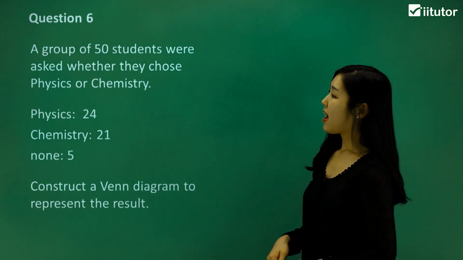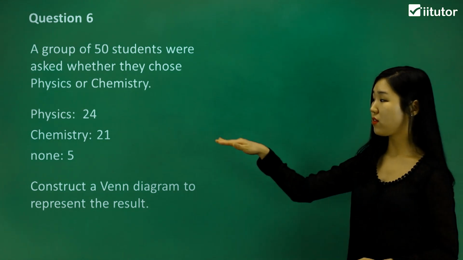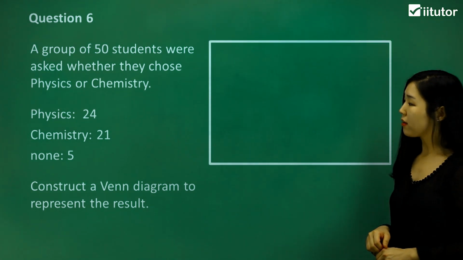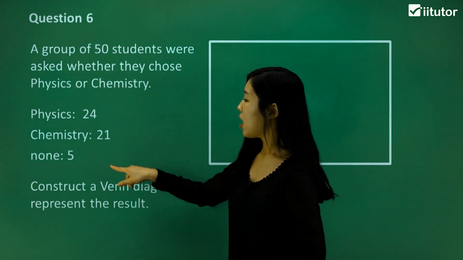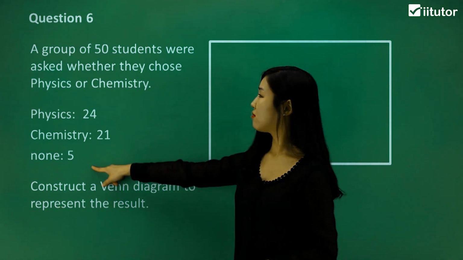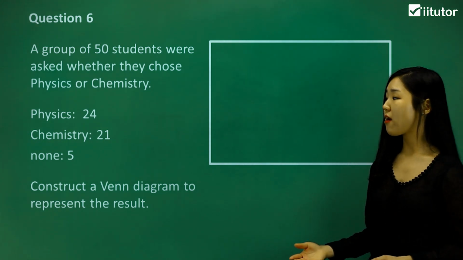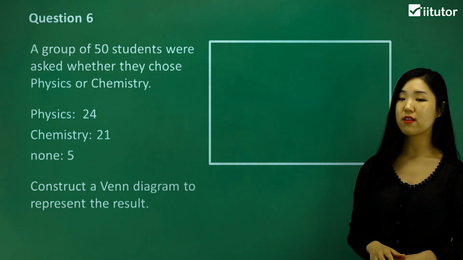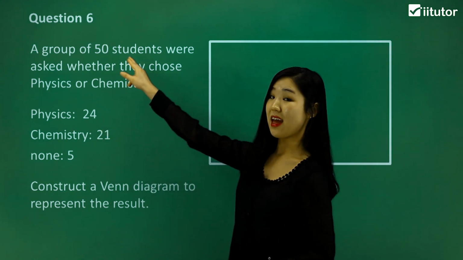Alright, another one. A group of 50 students, again, it's the same context. They're asked if they want to do physics or chemistry. Again, we have different numbers, and we want to construct our Venn diagram. Now, here's my little box. This time, how about I start by adding, just to check, 24 plus 21 plus 5. That actually adds up to 50. So there's no leftovers, which means there are no overlapping parts of chemistry and physics. There's no one who does both, because that happens when these numbers add to exactly 50, the total number of students.